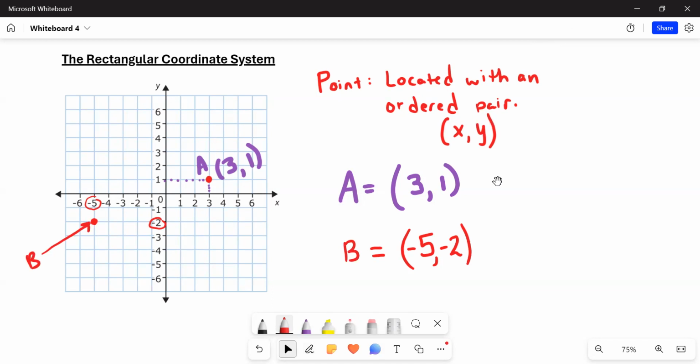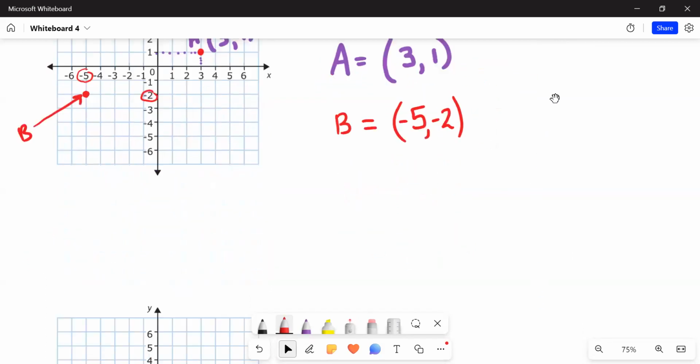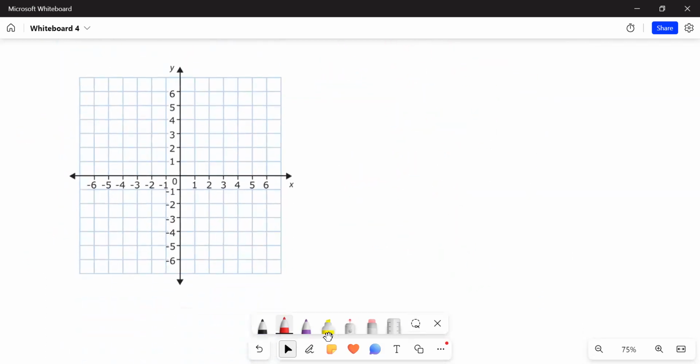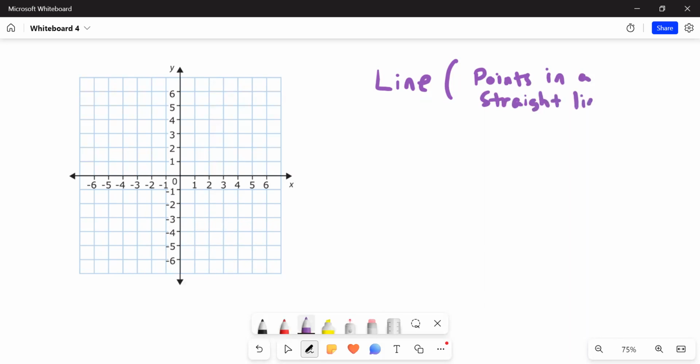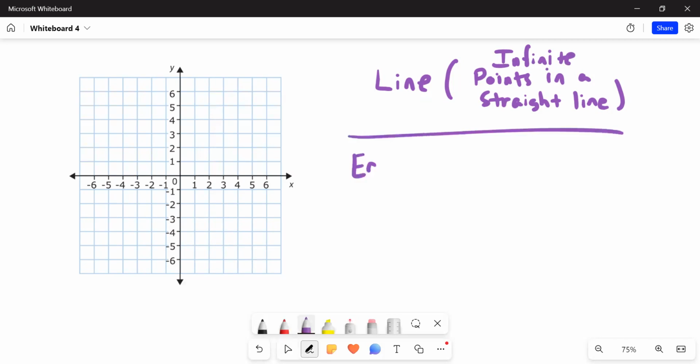Okay, now what you can do is take a combination of these points and make pictures or make a more complex graph. The most common graph that you would start with in algebra class would be a line. A line is just an infinite amount of points in a straight line. That's kind of redundant, I realize, because I'm saying line in the definition. But an infinite collection, I'm going to put the word infinite, points in a straight line make up a line.